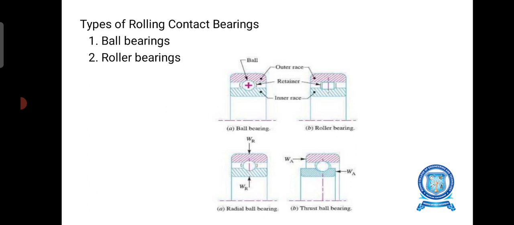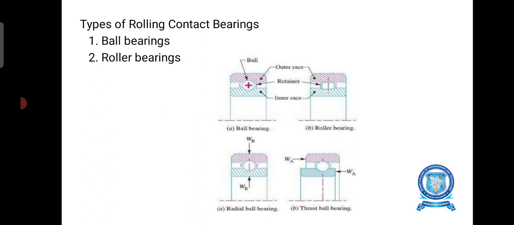Types of rolling contact bearings. We can classify them into two types. The first one is the ball bearing and the second one is the roller bearing. Both are as shown in the figure.